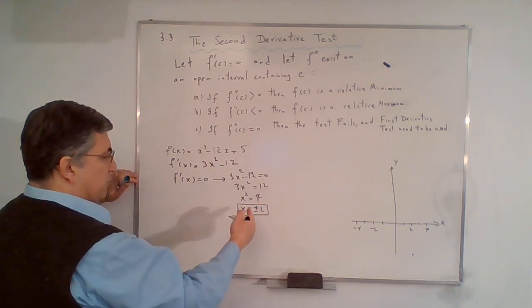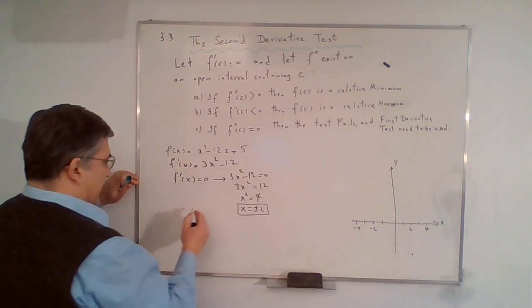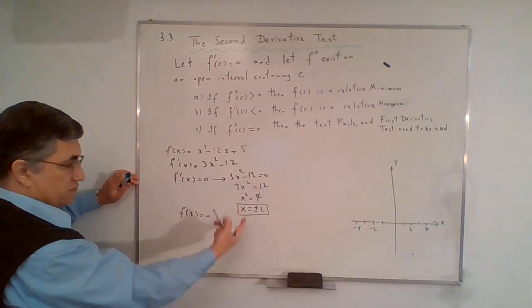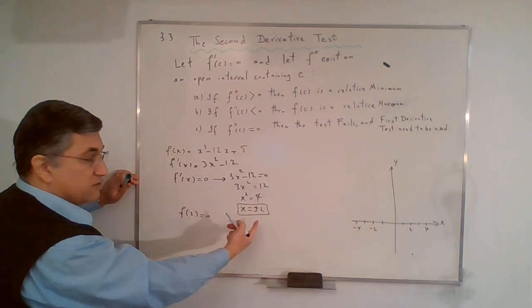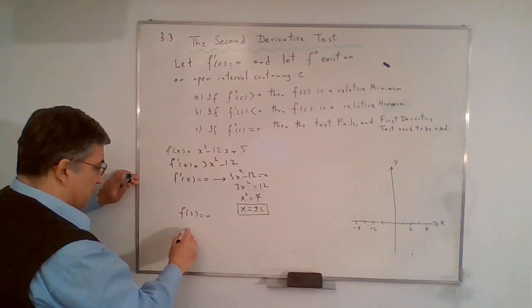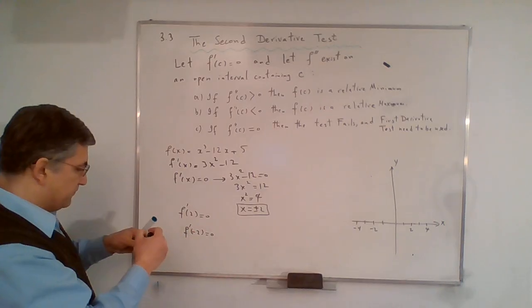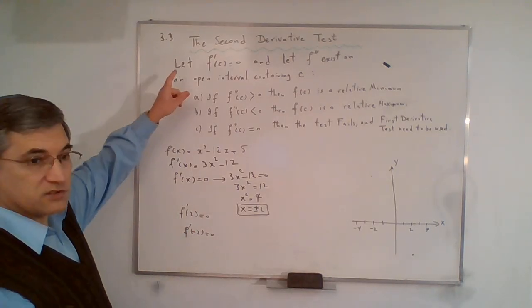So right now, we all know that f at 2 is 0. We just got the x value such that f prime was 0. And we also know that f prime at negative 2 is 0. So this is a fact. We know it. Now let's go over the second derivative test.